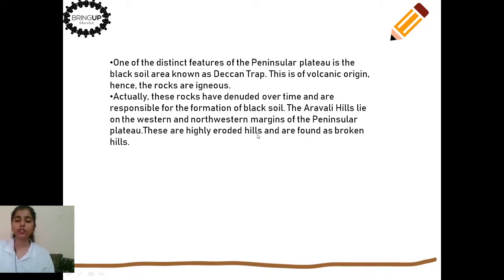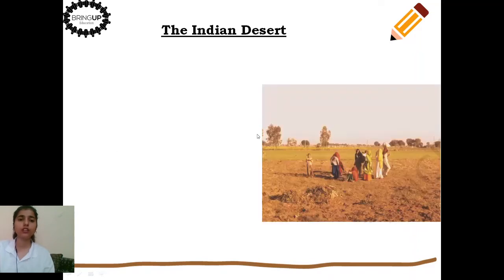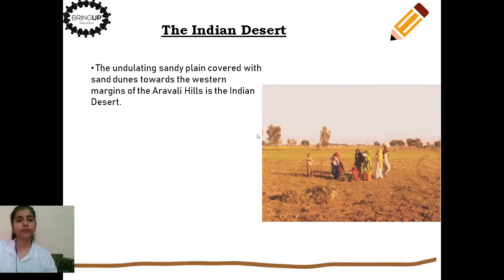Moving on to the next physiographic division, we have the Indian Desert. The undulating sandy plain covered with sand dunes towards the western margin of the Aravalli Hills is the Indian Desert. Undulating sandy plains means high and low sandy plains covered with sand dunes towards the western margin. We have seen the Aravalli Hills in the Peninsular Plateau. So, towards the western side of the Aravalli Hills, we have the Indian Desert.